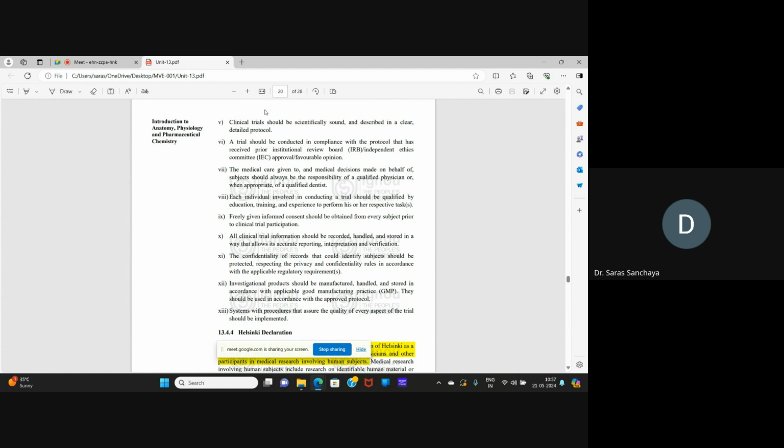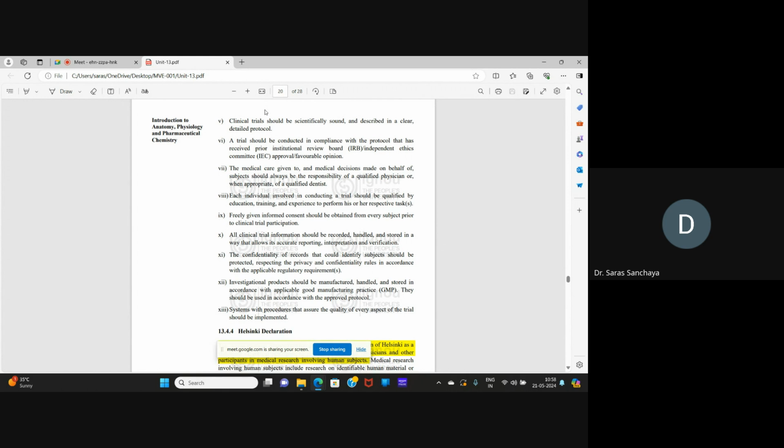All clinical trial information should be recorded, handled, and stored in a way that allows its accurate reporting, interpretation, and verification. The confidentiality of the records that could identify subjects should be protected, respecting the privacy and confidentiality rules in accordance with the applicable regulatory requirements.